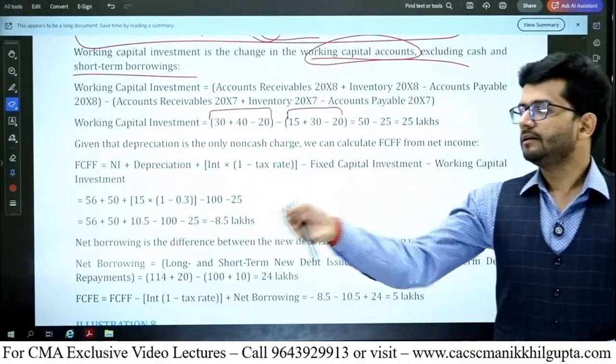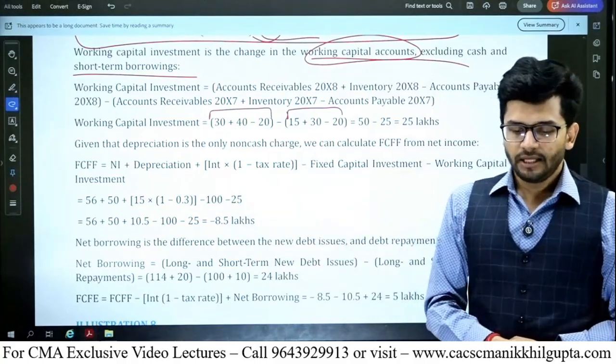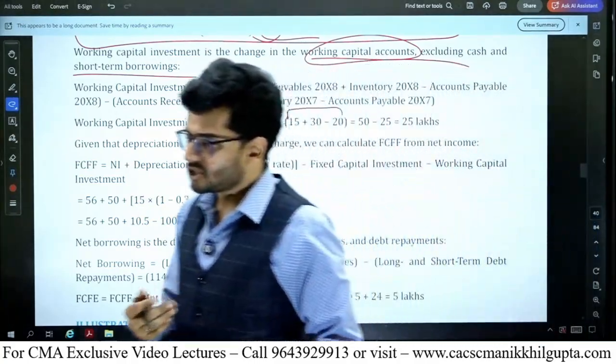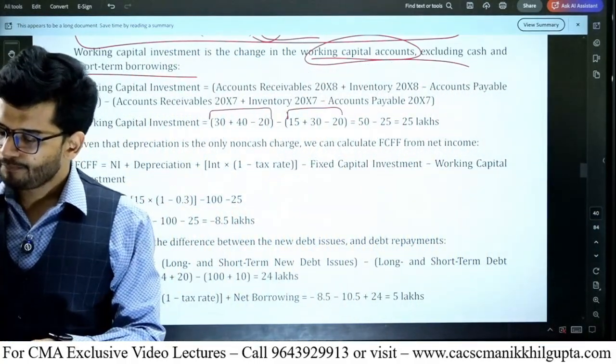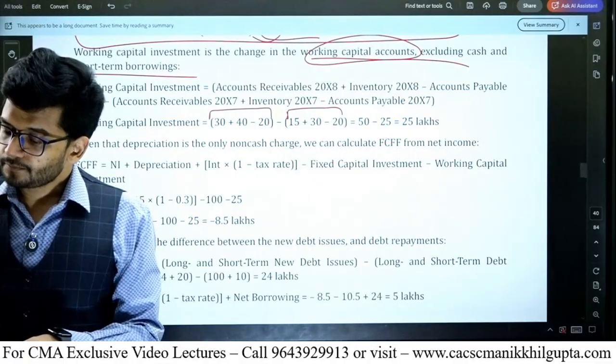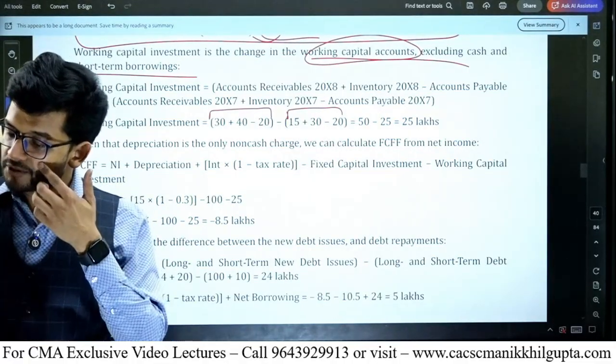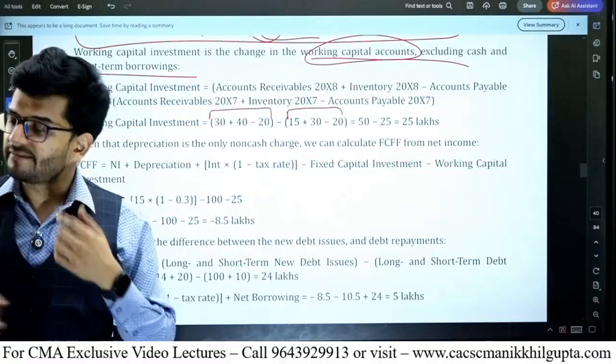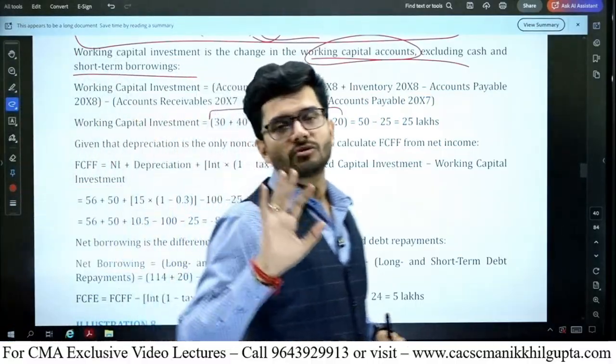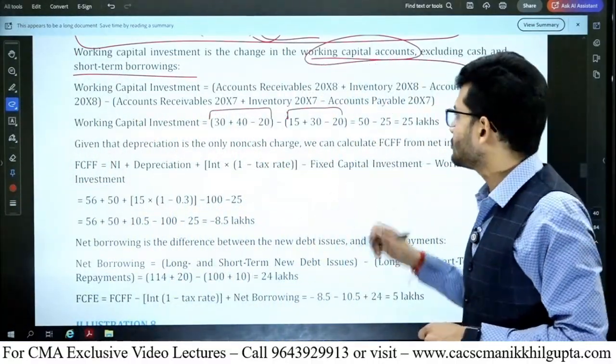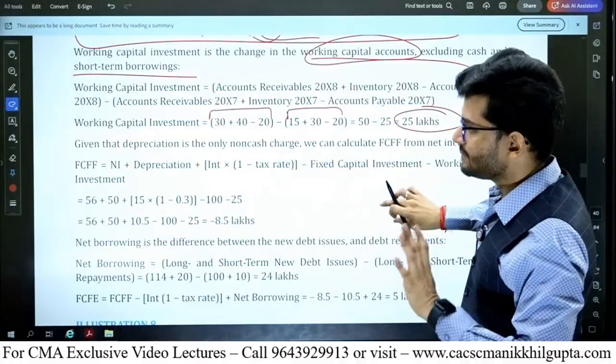Simple. Opening debtors, opening inventory, opening all the elements which are there. Accounts payable is there. Then gross property, plant and equipment, accumulated depreciation. Accounts receivable is there, inventory is there. Opening minus closing is the increase in working capital investment. So this is the increase in working capital investment.